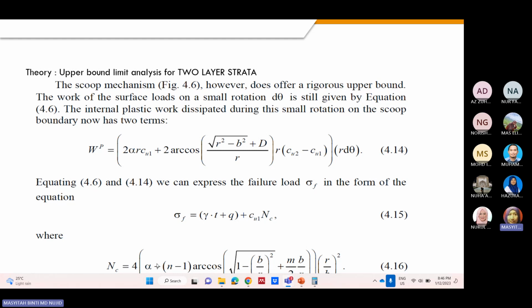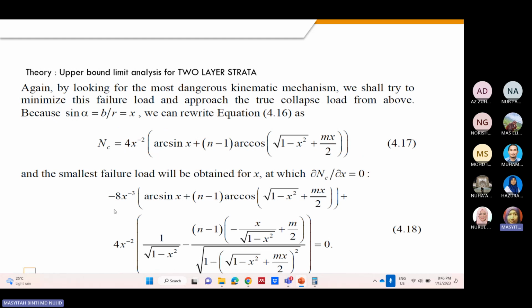So what is the Nc? Nc can be calculated from the equation 4.16, and therefore Nc for these two strata soil layer is given here. It means the formula has become bigger because it needs to counter the two effects. So in here you can see that by looking for the most dangerous kinematic mechanism, we shall try to minimize this failure load and approach the true collapse load from above.